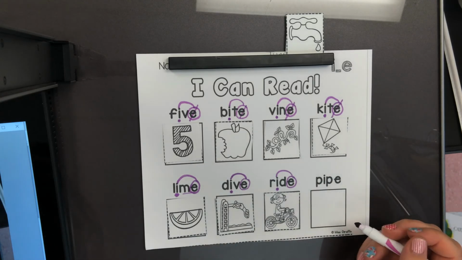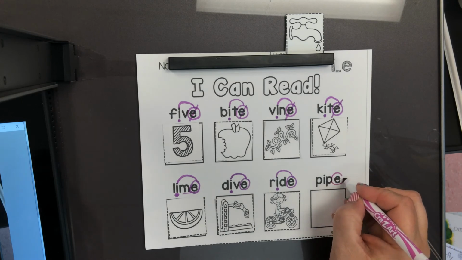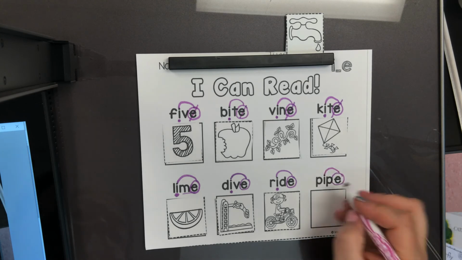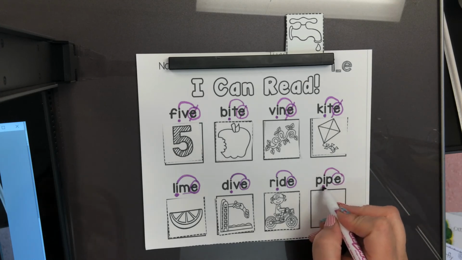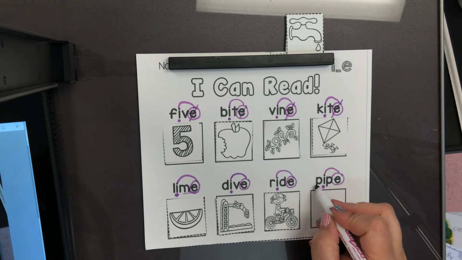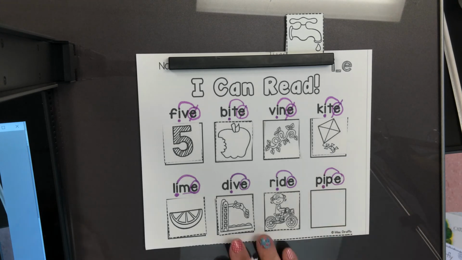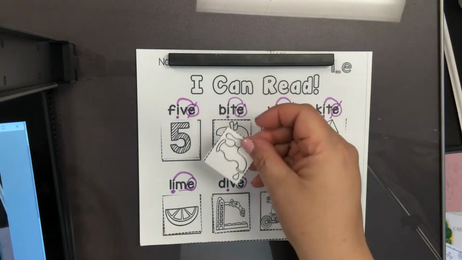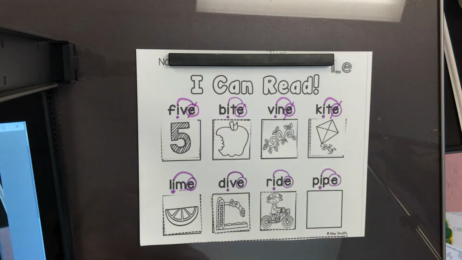Here is our last word. Let's sound it out together. There is a magic E that jumps over consonant P to land on I. That makes the I say I. P, I, P, pipe. This last word is pipe. I will use the last picture to put on pipe. This picture shows water coming out of a tap or a pipe.